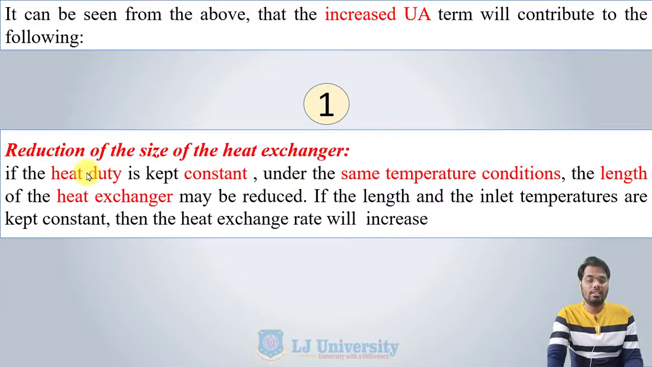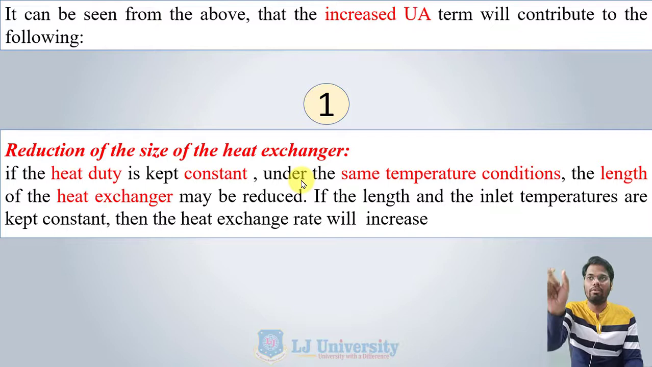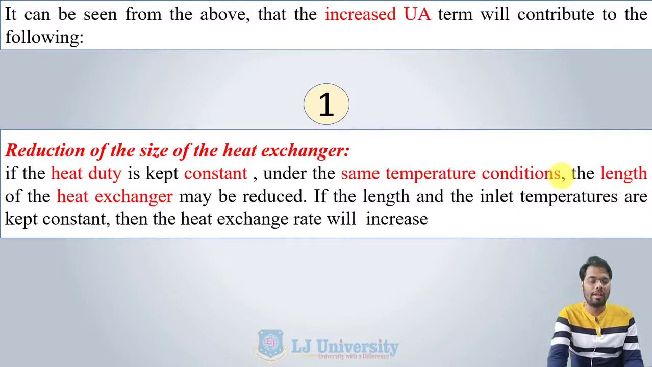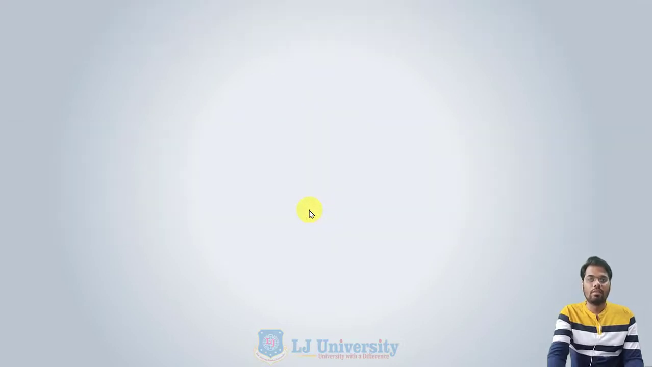So from that equation, the first point: if you increase the value of U, and the heat duty is kept constant, we require Q divided by delta T. So for the same temperature conditions you have to decrease the area, because U is equal to Q divided by delta T into area. So for the same temperature condition and the same heat transfer rate, the length of the heat exchanger may be reduced.